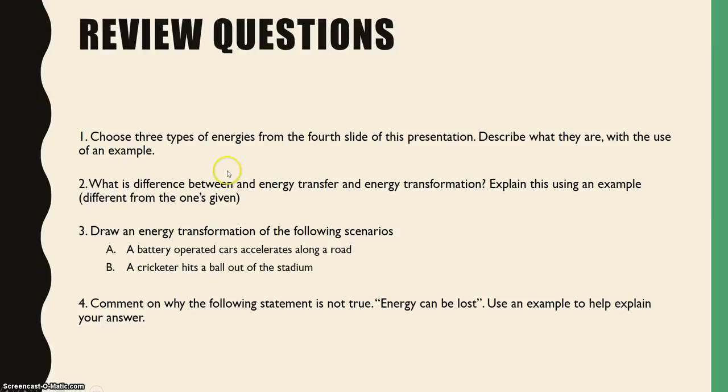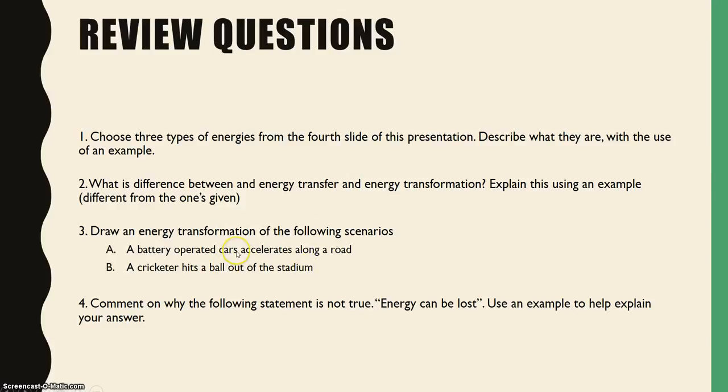These are the questions I'd like you to complete before you come into the next lesson. Choose 3 types of energies from the fourth slide of this presentation. Describe what they are and use an example. Also give an example of the difference between an energy transfer and an energy transformation. Draw an energy transformation of the following scenarios: a battery operated car accelerates along a road, and a cricketer hits a ball out of a stadium.